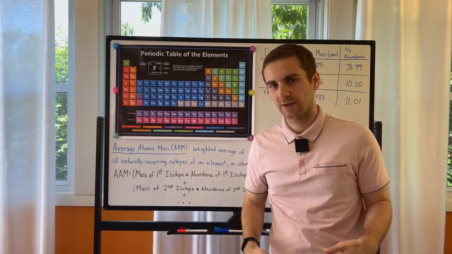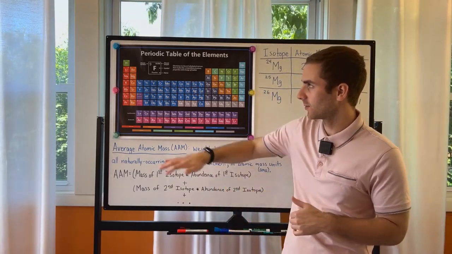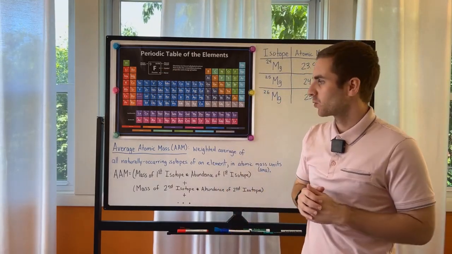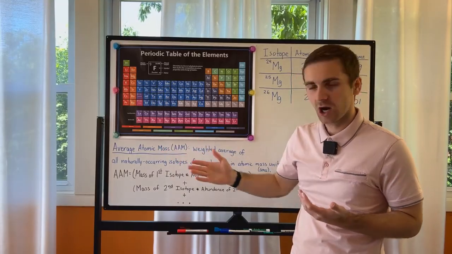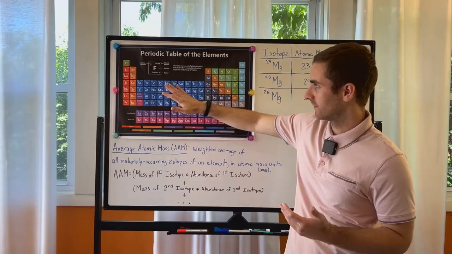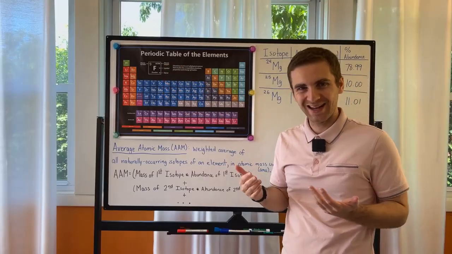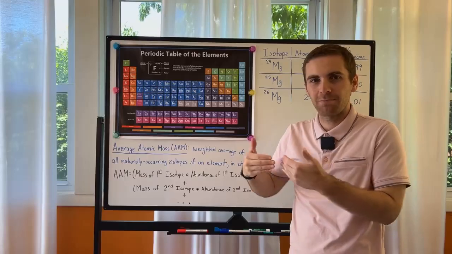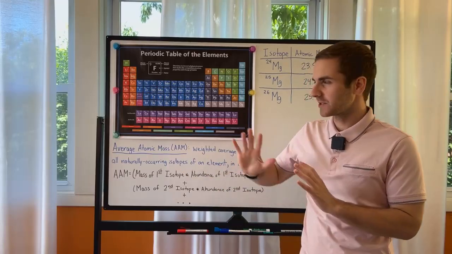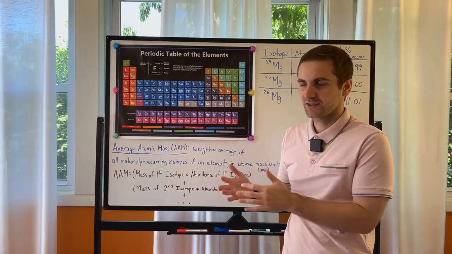In this video, I'm going to be talking about the other number on the periodic table, the decimal number, which I call the average atomic mass. Some people just call it the atomic mass. Some people, even this periodic table, call it the atomic weight. But technically, scientifically speaking, we're really talking about mass, not weight. That's more of an important distinction in physics.